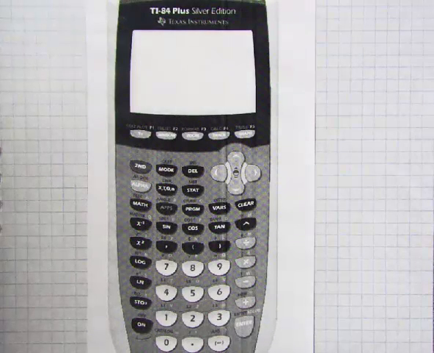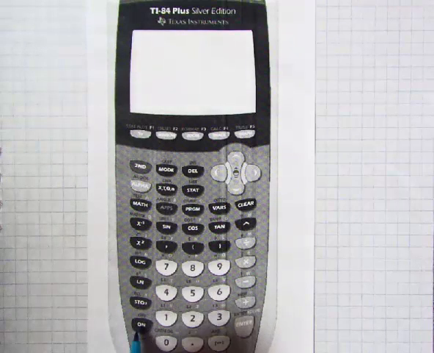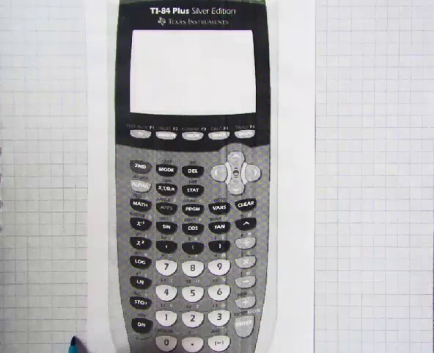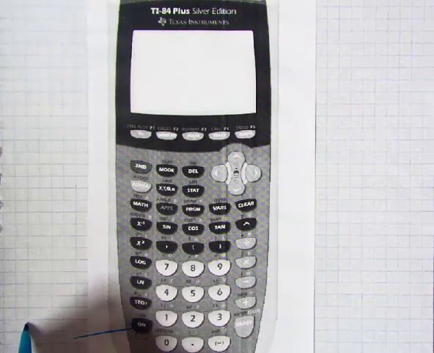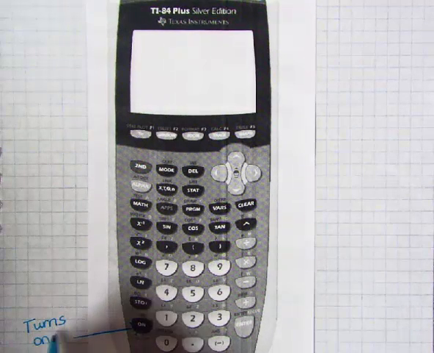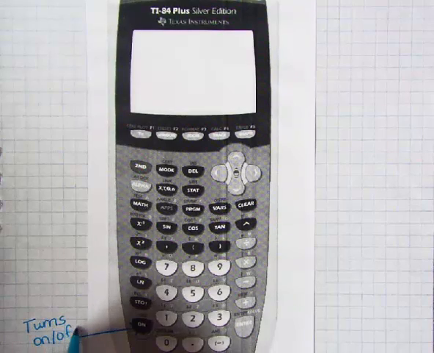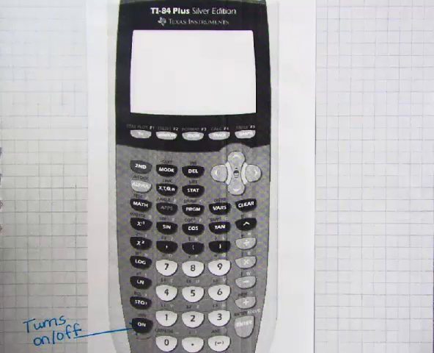So let's start with the most basic. How do we turn on and off our calculator? Well, we're going to use the on key that's at the bottom right of our calculator. So you can draw a little arrow to that on key, and this turns your calculator on. It also turns your calculator off. So if you notice, the word off is written above it.